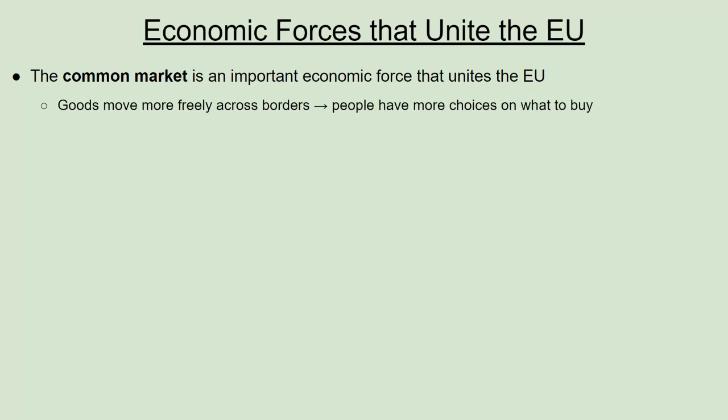Under a common market, goods, so items, move freely across national borders. What that means is free trade, no taxes, no tariffs. And what that eventually leads to is people having more choices on what they can buy and what they want to buy. As we've learned from economics in the past, more choices lead to more competition amongst the producers of various products. And more competition is always good for consumers because it lowers the prices of products.